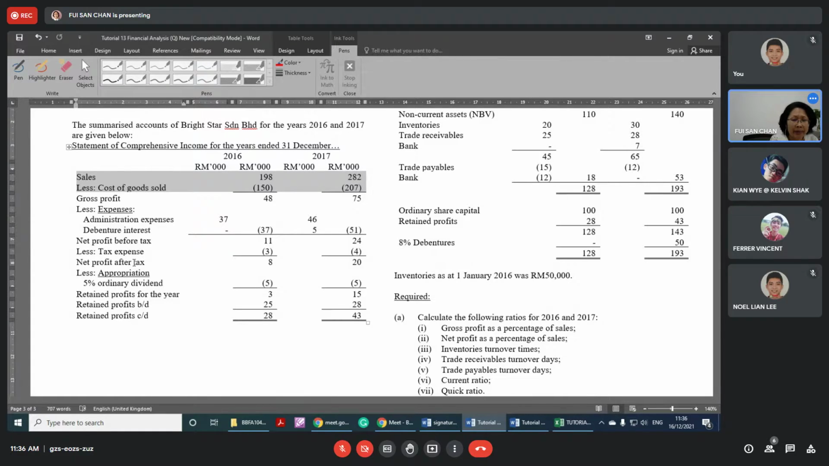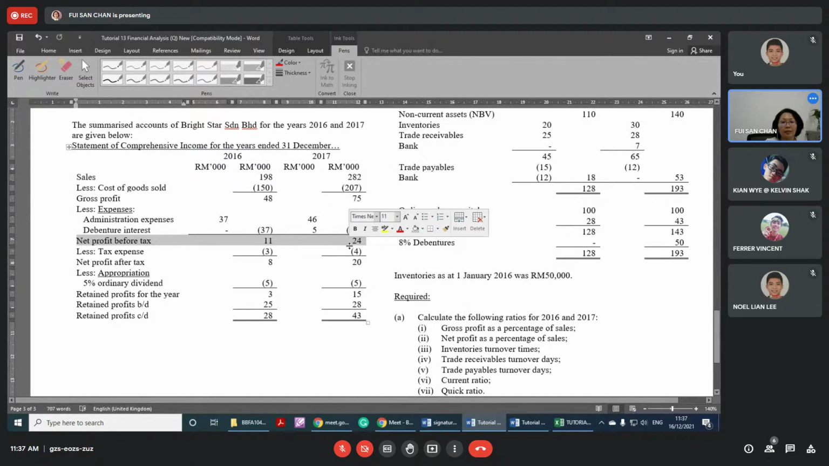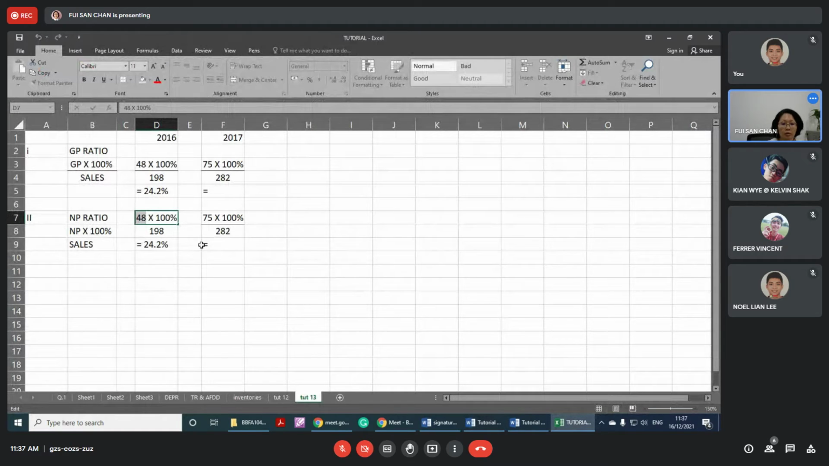I think before. According to your lecture note, which one? Before tax or after tax? I think before. Okay. Now, before is this one, 11 and 24. So this one, I just changed one number. The sales is the same. So you see how I do it.